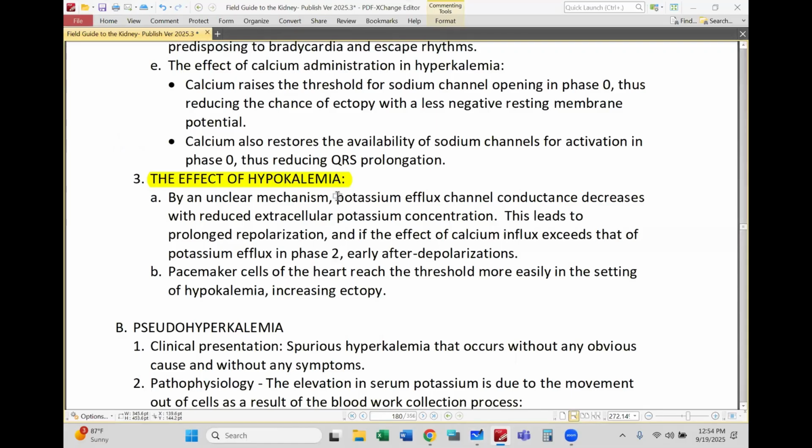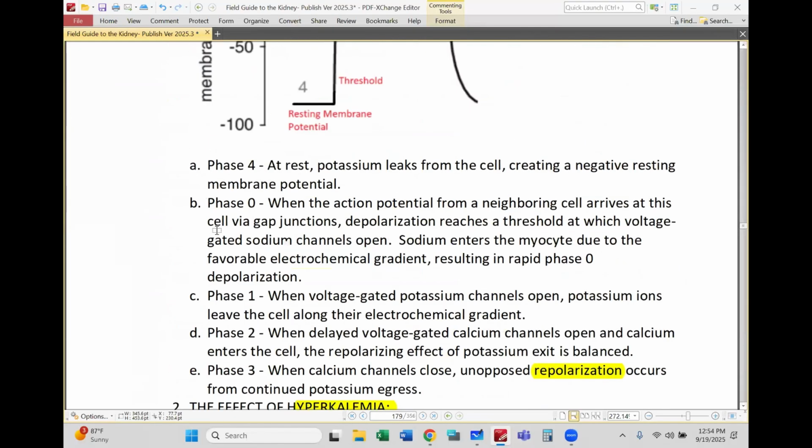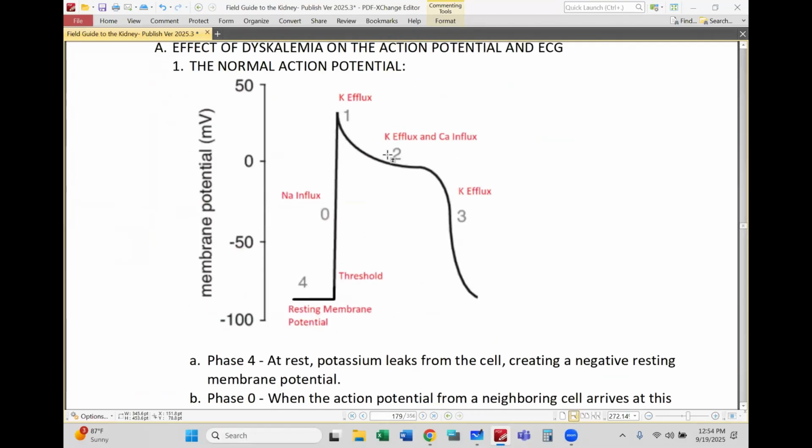So just as ECF potassium increases potassium channel conductance, low ECF K decreases that potassium channel conductance, okay? So if I get that, then repolarization is delayed, okay? That repolarization is delayed, right? This ability to restore back to baseline is delayed.